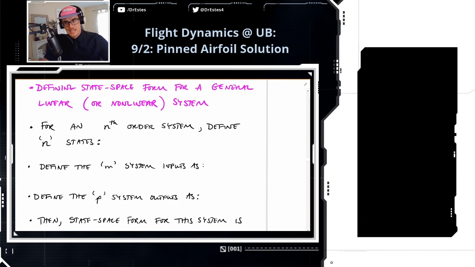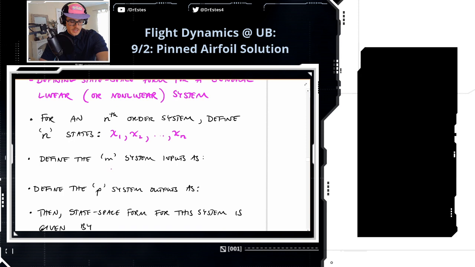Okay, so for an nth order system, we've been working with second order up to this point, but for a general nth order, you're going to define n states. So we'll just call them X: X1, X2, all the way up to Xn. It doesn't really matter what variable name you use, but X is pretty typical, Z is pretty typical. You're going to have m system inputs, and we're going to name those. U is the most common variable for inputs. So we're going to go all the way up to m.